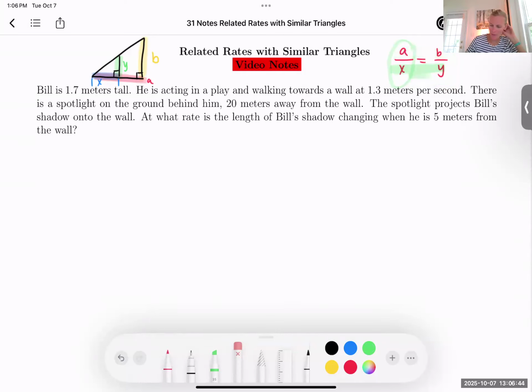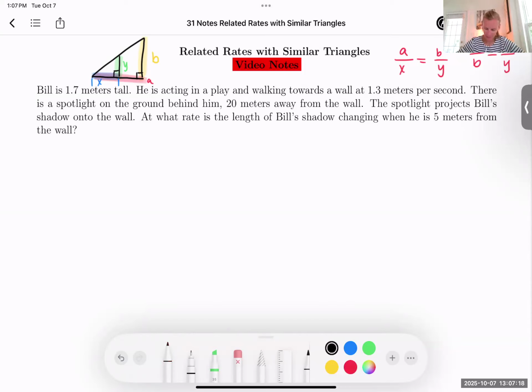You could also write this proportion as A over B. This is a ratio of the bottom side of the big triangle and then the height of the big triangle. And then we could write a corresponding proportion for the small triangle. Since A was the bottom of the big triangle, I need the bottom of the small triangle and then the height of the small triangle. So you can write proportions like this for similar triangles. This is going to be useful for us in giving us relationships between the sides of similar triangles.